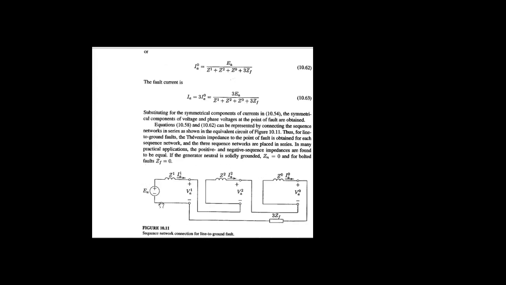So can you generate this sequence network from the fault equation? It might be different for different fault scenarios. For the time being, we have discussed the single line to ground scenario. We have other faults also. When we cover all the faults, you will see the differences between the sequence networks for each fault.